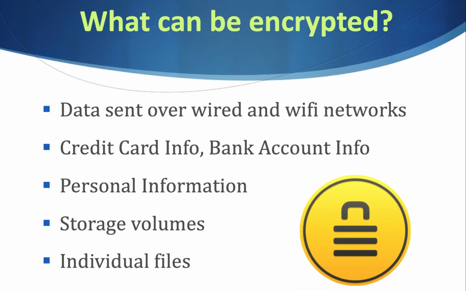Data sent over wired and Wi-Fi networks, the packets of information that you send over Wi-Fi when you're on the internet, credit card info, bank account information, your personal information, which is important, like social security numbers and things like that, and your passwords and your usernames, as well as storage volumes. Your hard drive can be encrypted. Individual files can be encrypted.